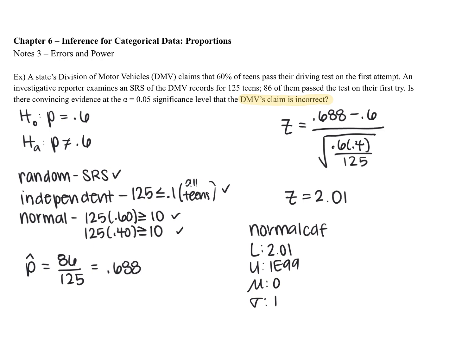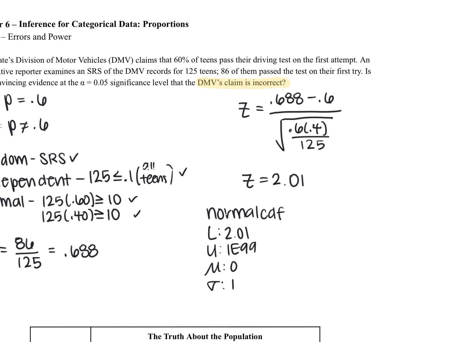Okay. And that is going to give us 0.0222. Now, here's another thing. Whenever my alternative hypothesis is does not equal, if you think back to the last section, my p-value was the combined area of it being either above or below. So I actually have to multiply this value by 2 to get my p-value, which is going to give us 0.0444.